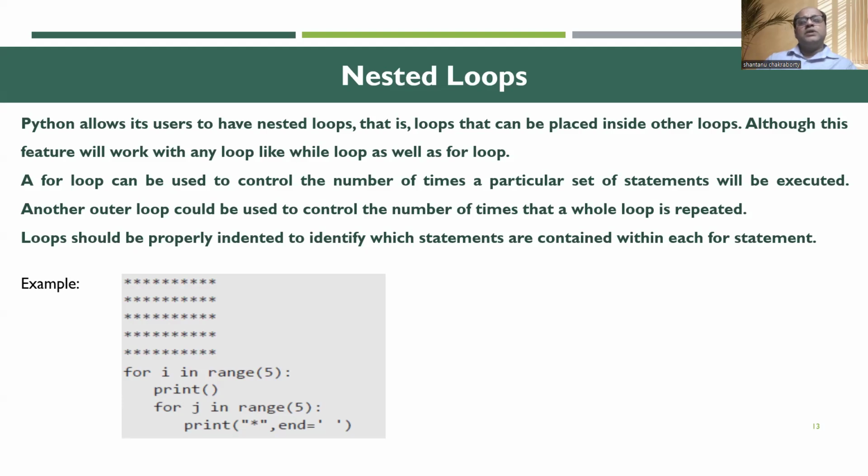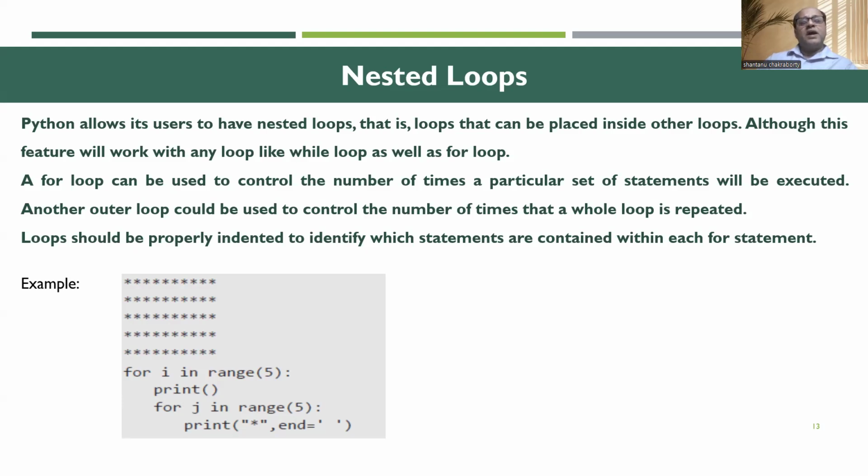So we have an outer loop and we have an inner loop. The outer loop controls how the inner loop will be executed. So the outer loop will control the iteration to be executed in the inner loop. For example, here you see i is the outer loop and j is the inner loop. So the outer loop controls the execution of the inner loop j.